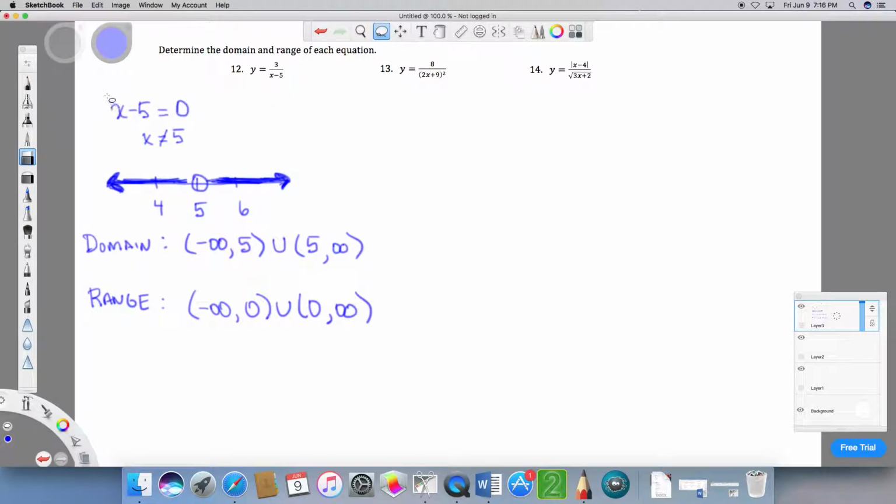Let's take a look at number 13. Number 13 is similar to number 12, but it is a little bit different.